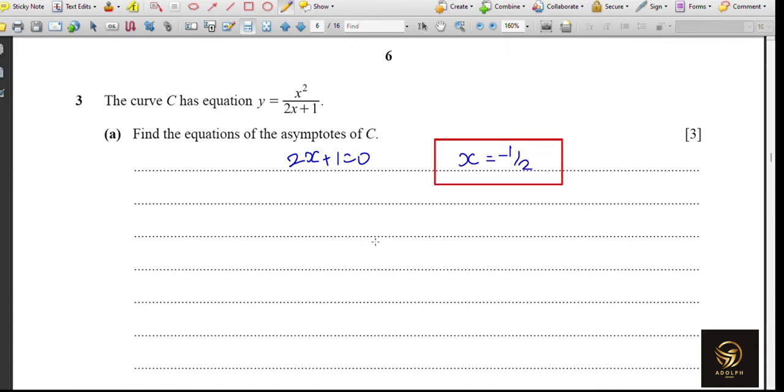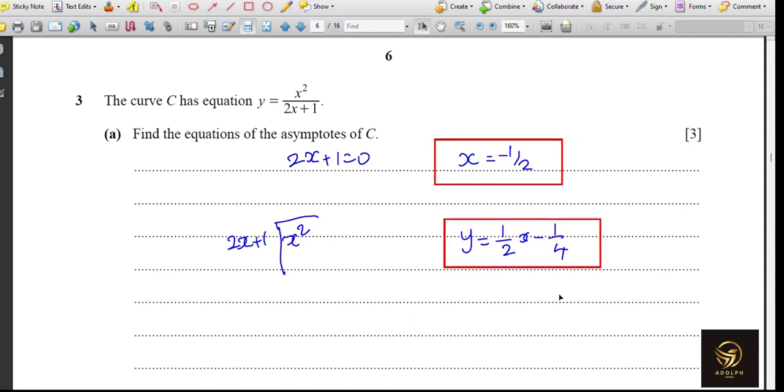For the next answer, we are checking whether it has an oblique asymptote. The numerator's power is greater than the denominator's, so yes, it has. How to do it? When you divide x squared by 2x plus 1, the quotient you get is the oblique asymptote. This is a very simple division, and you will get y equals 1 by 2 x minus 1 by 4. So this is the oblique asymptote that we are getting.